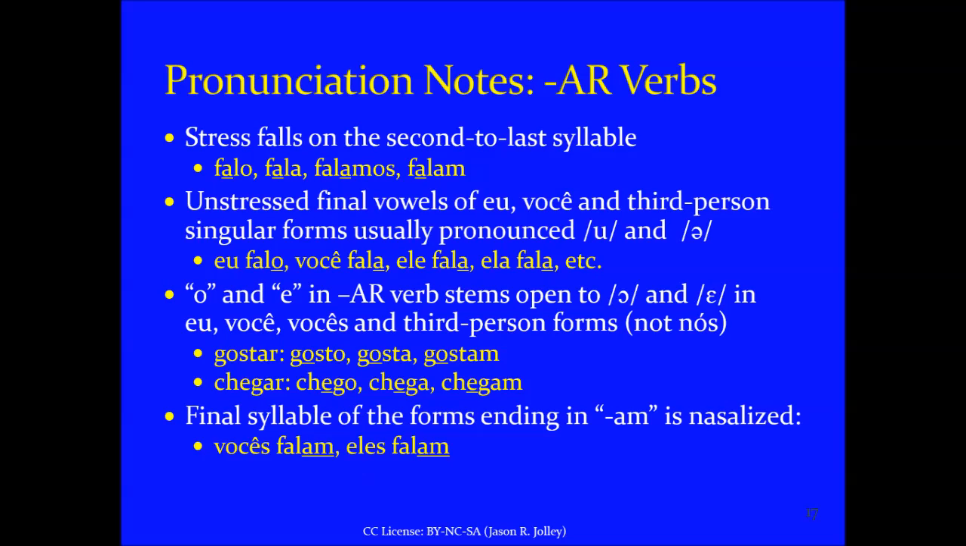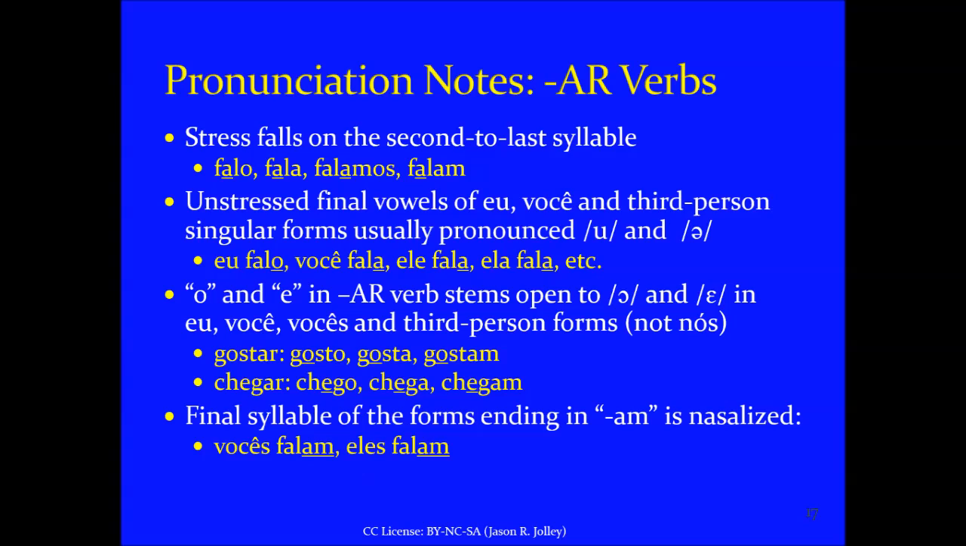Alright, now one thing I've decided to do with this lesson is to include some notes on pronunciation because I think the pronunciation of verb forms in Brazilian Portuguese is very important. So, it's important to note that when pronouncing verb forms in the present tense, the stress falls on the second to last syllable. So it's falo, fala, falamos, falam. Also note that the final vowels of the eu, você, and third person singular forms are weakened to the u and a sound because they're unstressed. So what you usually hear is eu falo, você fala, ela fala, etc.